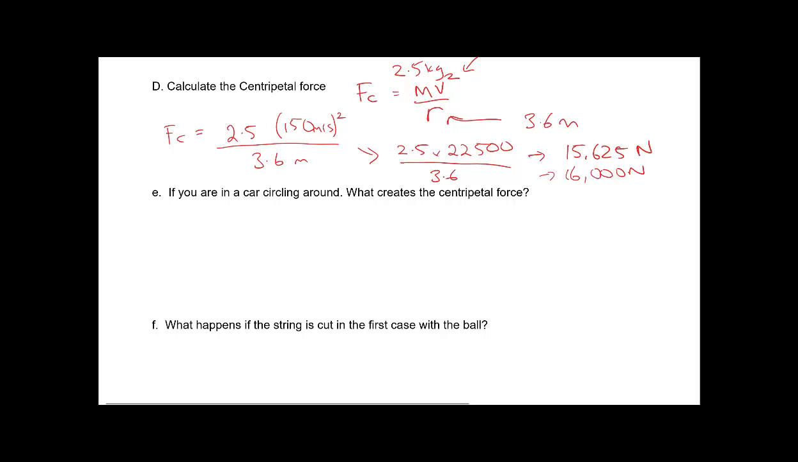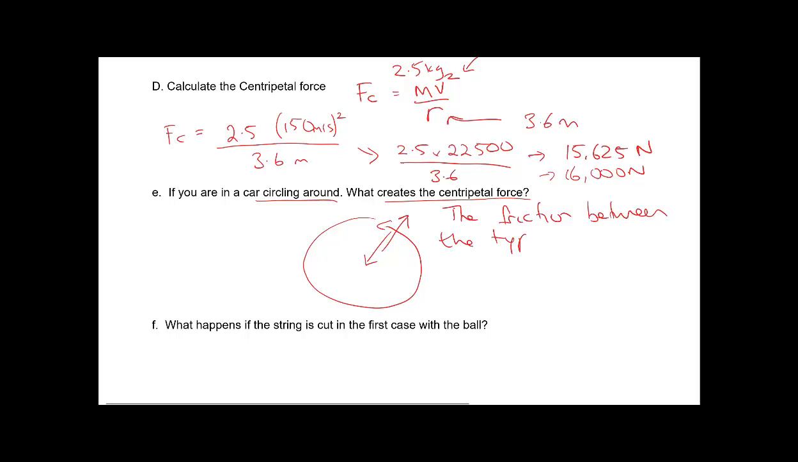Now for this one, you're circling around. What creates the centripetal force? This is just really trying to get you to think about the forces involved. So if you're a car circling around, the centripetal force is directed inwards, but what's stopping you from going out that way? Now, that's the tires. So it's the grip or the friction between the tires and the actual surface that's creating it. Between the tires and the road, if you're on the road.